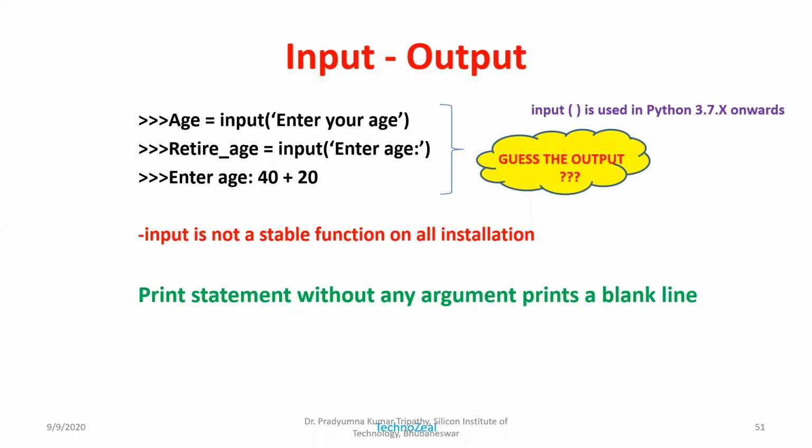A print statement without any argument prints a blank line. If you want to print a blank line, just write print, that much, nothing, only print and enter. So it will just print a blank line. Sometimes in our program we want to print something, then I have to go for printing a blank line, then I must use a print without any argument.